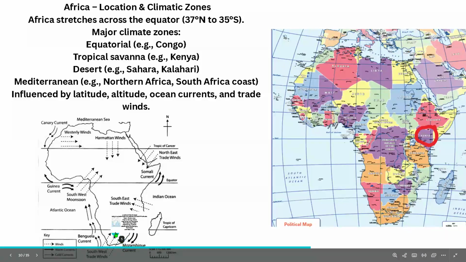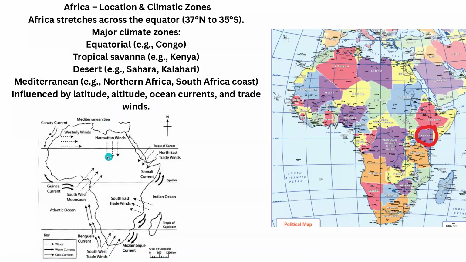It is influenced by latitudes, altitudes, ocean currents, and trade winds. These many things are influencing African climate. You see, the Canary current is blowing towards the south. Westerly winds are blowing from west to east. Harmattan winds are blowing from north to south. Southwest monsoons are blowing from this direction.